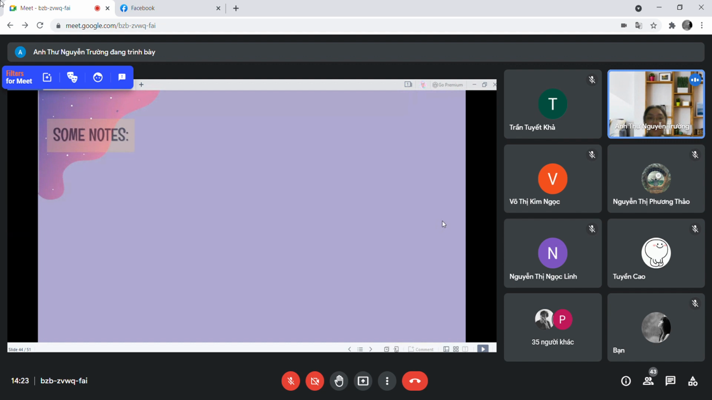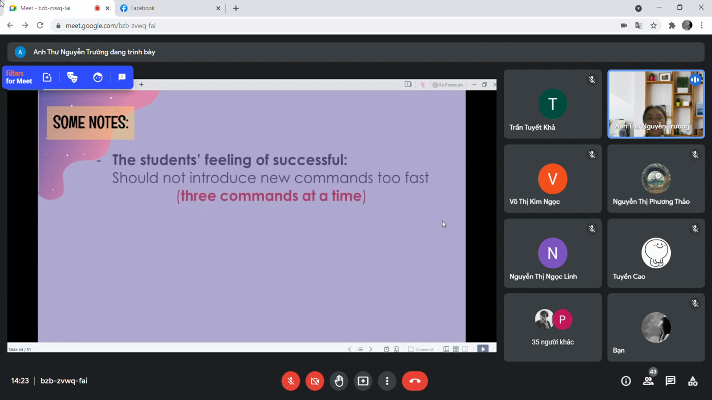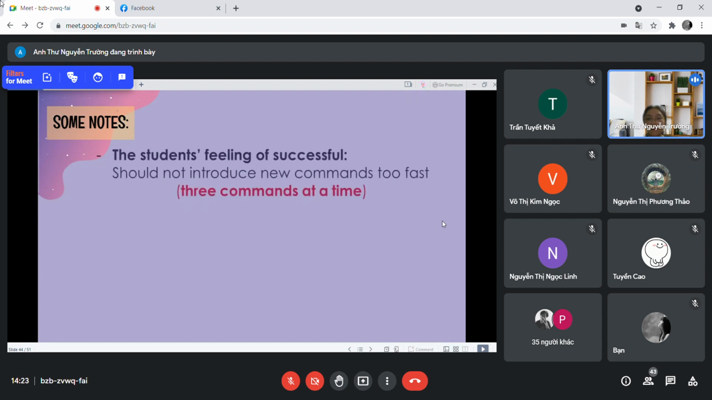And there are 2 points that we should pay attention to in this technique. The first one is the students' feeling of success. It is suggested that the teacher shouldn't introduce new commands too fast. It is recommended that the teacher should give 3 commands at a time. After students feel success with these commands, it means that they understand and can perform them correctly. So 3 more can be taught.